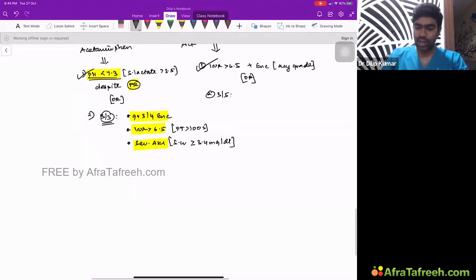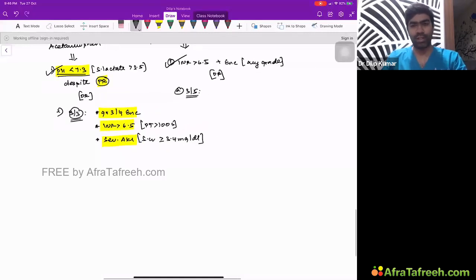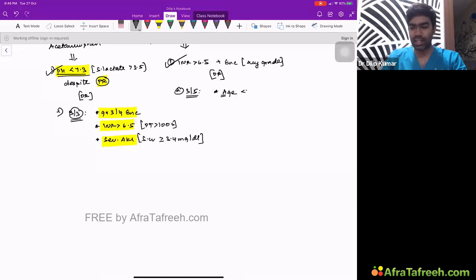So there I told you 3 out of 3, but here if I'm going to tell 5 points, in that if 3 out of 5 is present. So we can remember the mnemonic ABCD. A stands for age. Age is less than 10 or more than 40. Second one, B stands for bilirubin. The total bilirubin is more than 17.5 milligrams per deciliter.